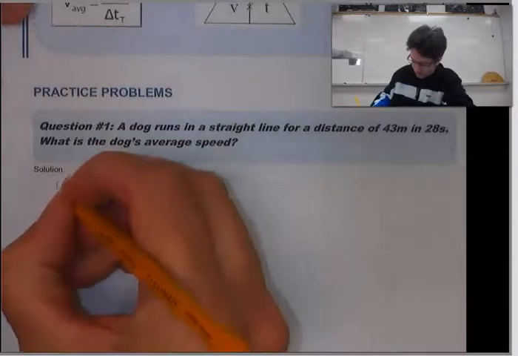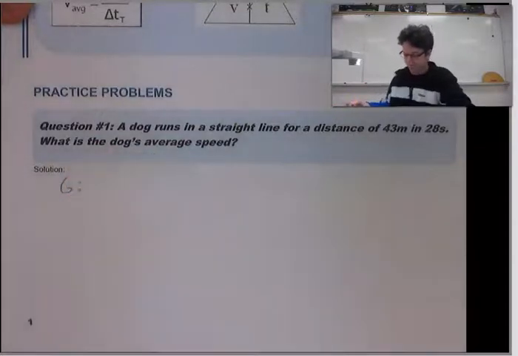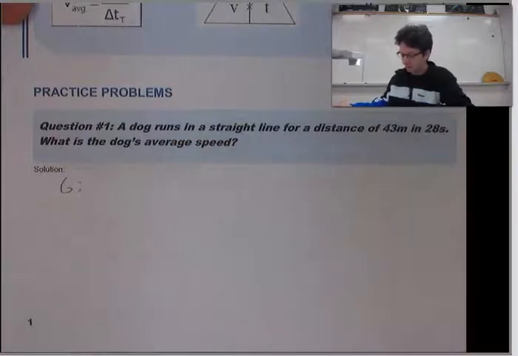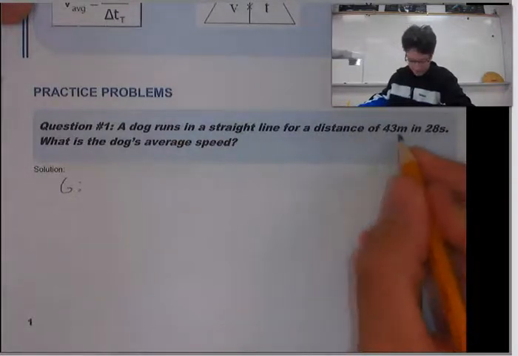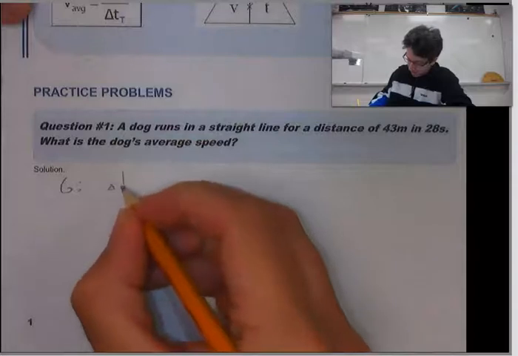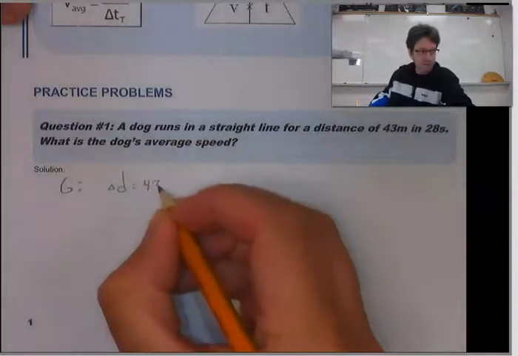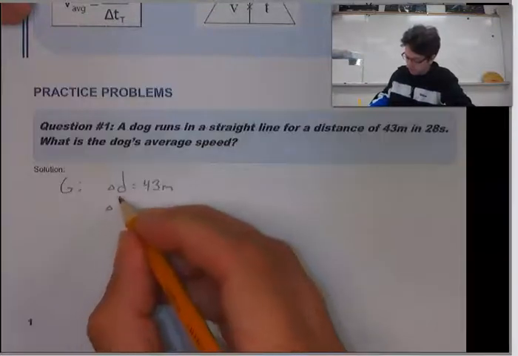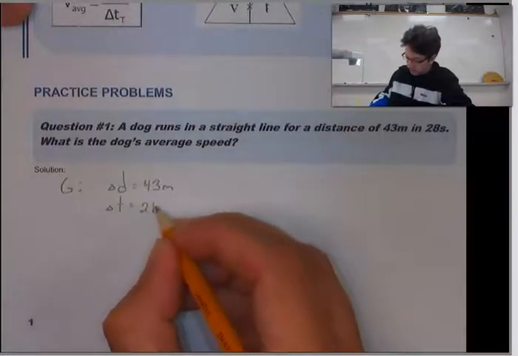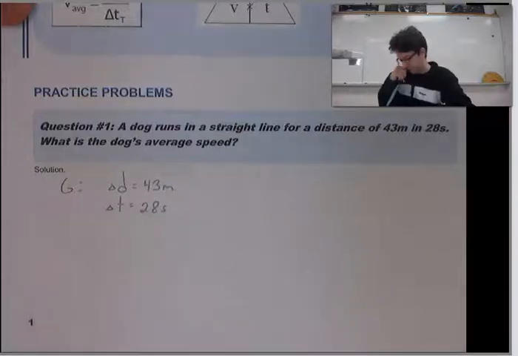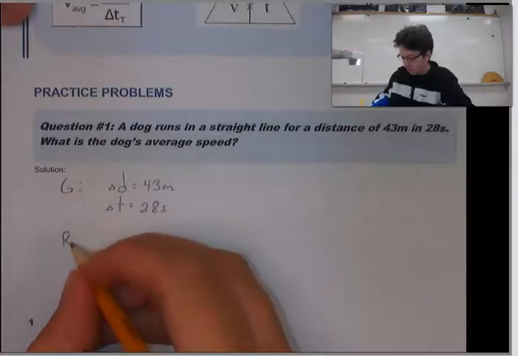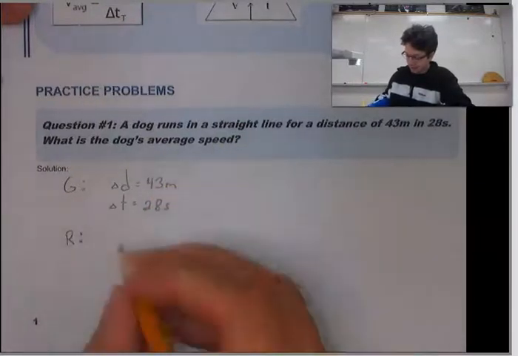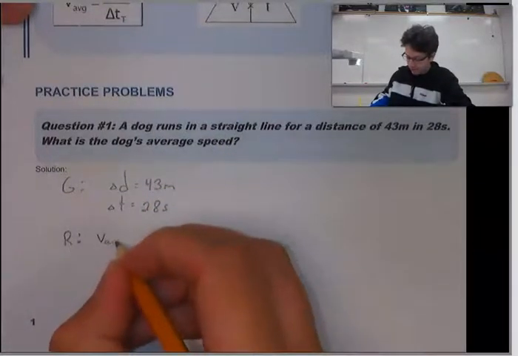So G stands for given. So we need to look at the question and say, okay, what are we given? What do we know? Well, we know distance. So our distance is 43 meters. We also know time. Time is 28 seconds. Okay, what are we required to solve for? What are they asking? Speed. Right, so we want to know average speed.